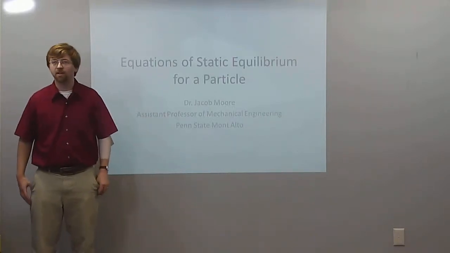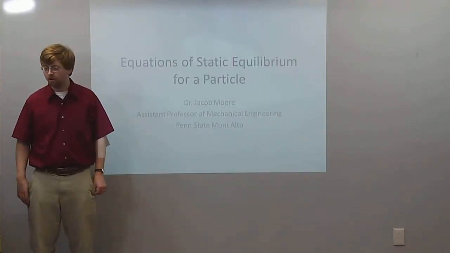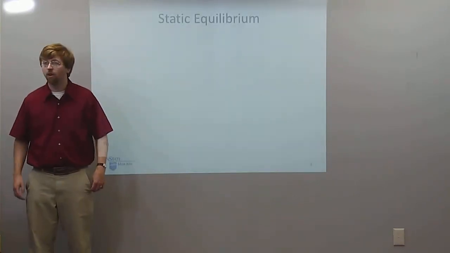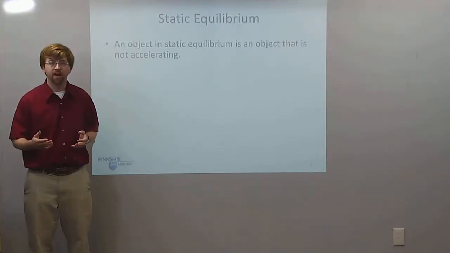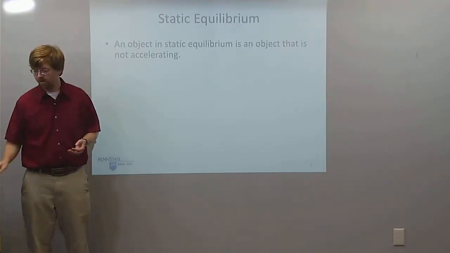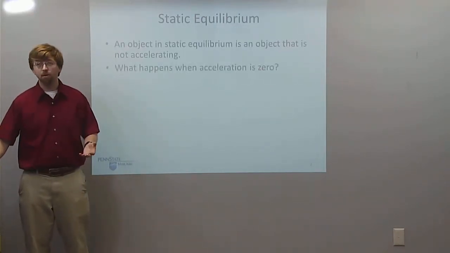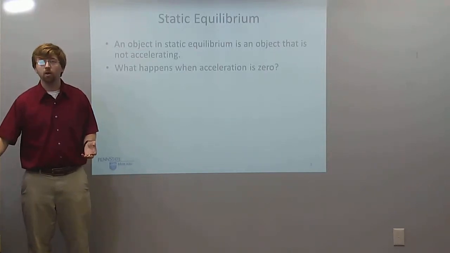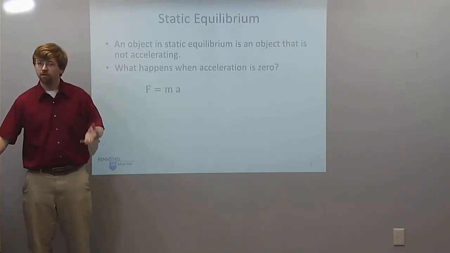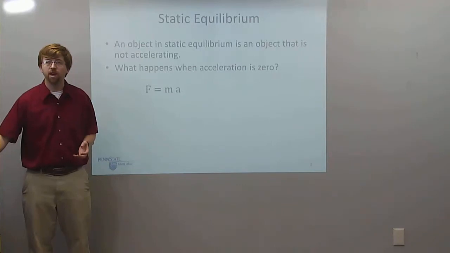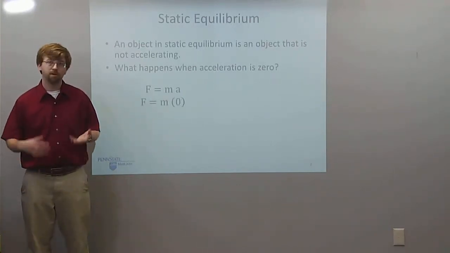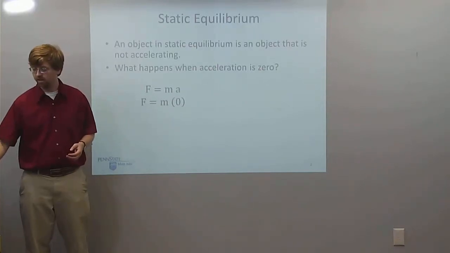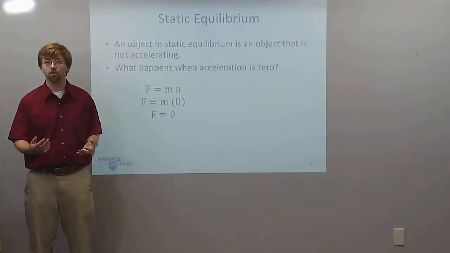Hello, today we're going to talk about the equations of static equilibrium for a particle. So in static equilibrium, basically what that means again is an object in static equilibrium is an object that's not accelerating. So what does it mean when the acceleration of an object is zero? Well, we've got Newton's second law, F equals ma. If that term a is going to be equal to zero, m times zero is going to be zero, so the force has to be equal to zero.